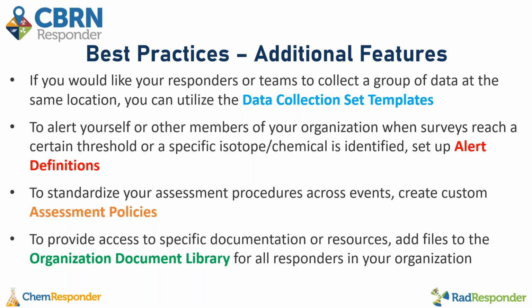To alert yourself or other members of the organization when surveys reach a certain threshold, or if a specific isotope or chemical is identified, you can set up alert definitions. Setting these up at the organization level, you can pick to add them to certain event types, and then specific personnel that you establish will receive alerts when certain situations occur.